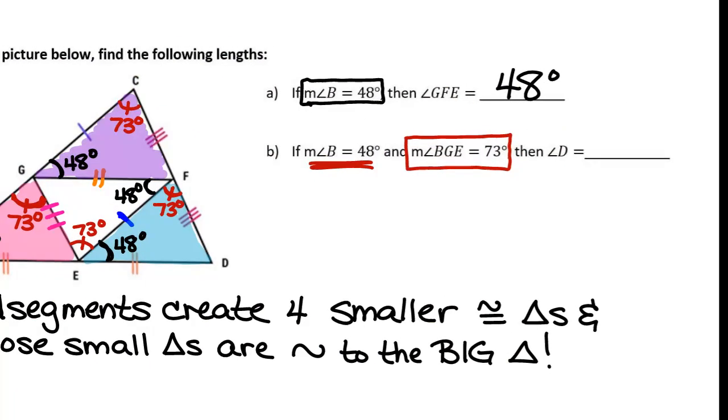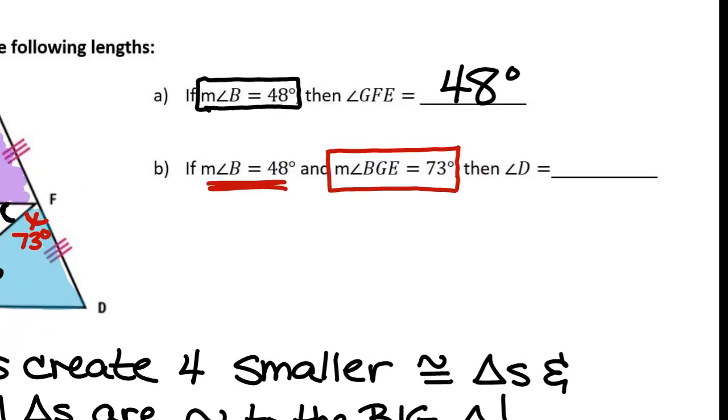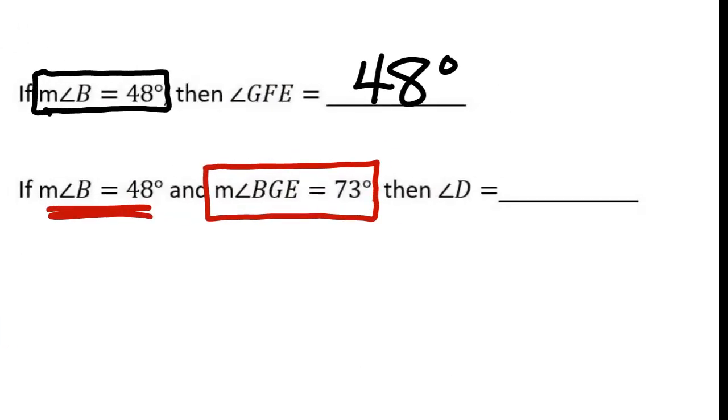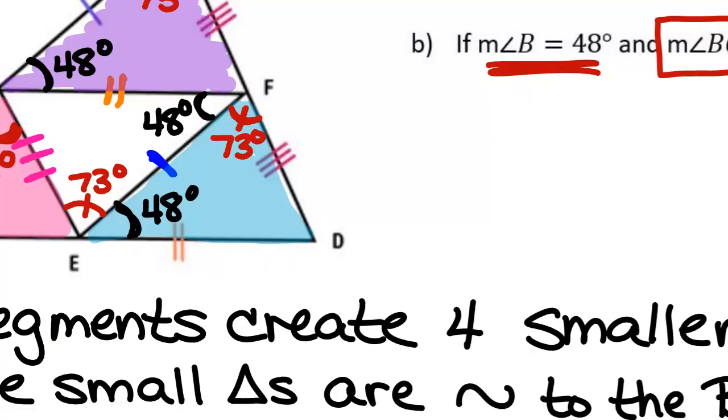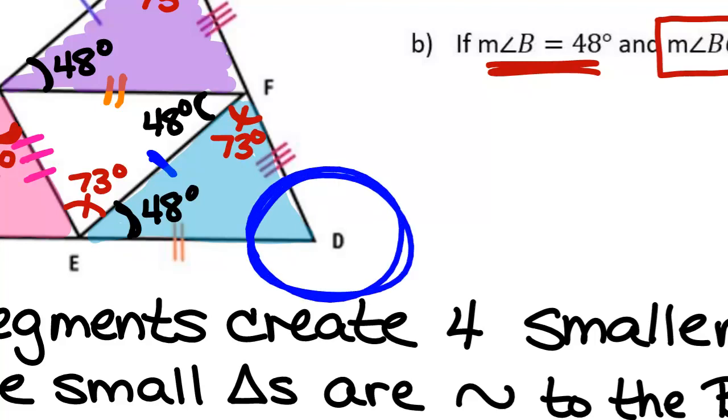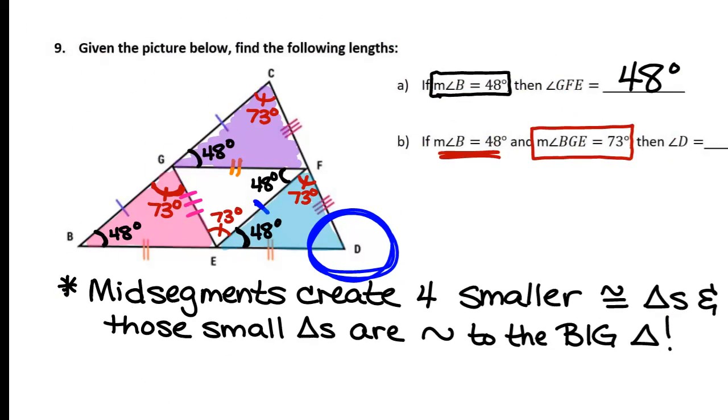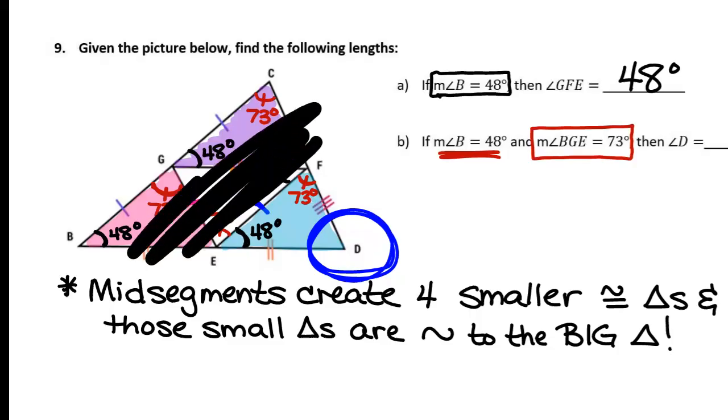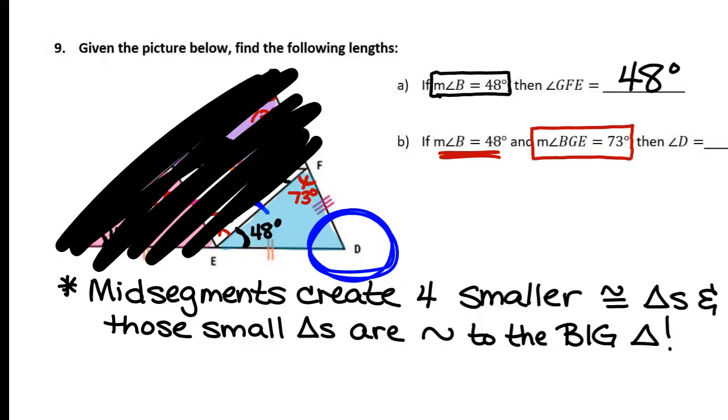All right, let's finish reading the question anyway. If angle B is 48 degrees and angle BGE is 73 degrees, then angle D equals, well, here's angle D. And to answer this question, I want to pretend like we can't see any of the rest of this picture since we've filled in all these pieces. I'm just looking at this little blue triangle down here in the corner. What do you know about the three angles inside of a triangle? They add up to 180.